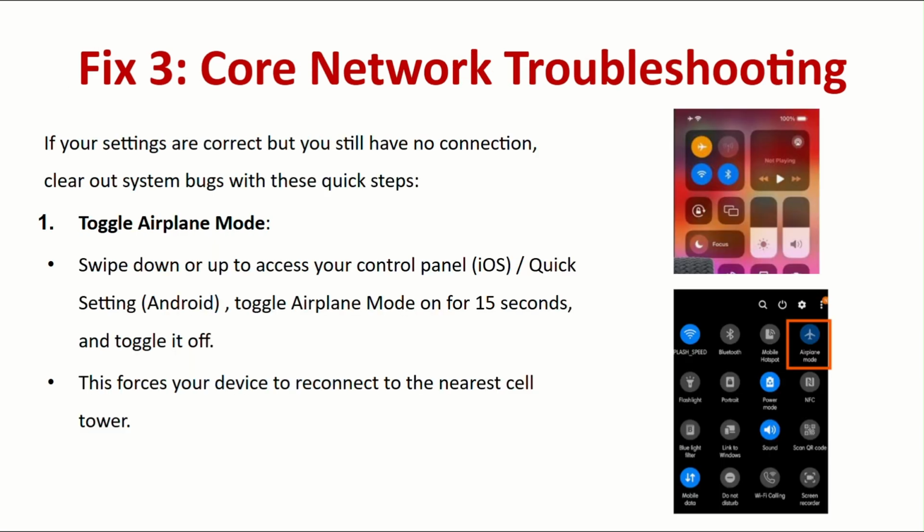Fix 3. Core network troubleshooting. First, toggle Airplane Mode. Swipe down or up to access your control panel on iOS, or quick settings on Android. Then toggle airplane mode on for 15 seconds and then toggle it off. This forces your device to reconnect to the nearest cell tower.